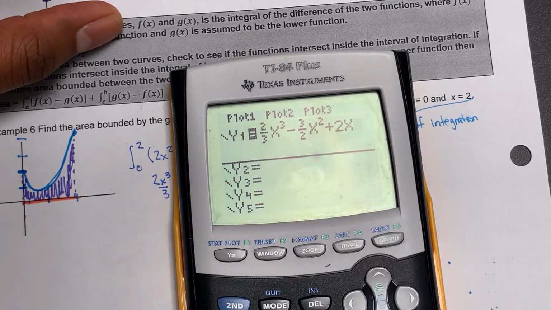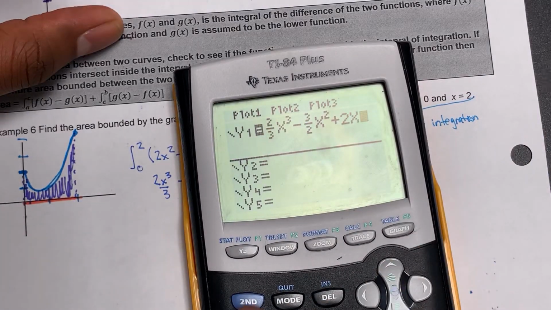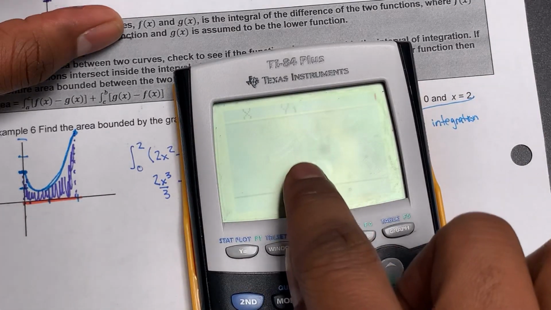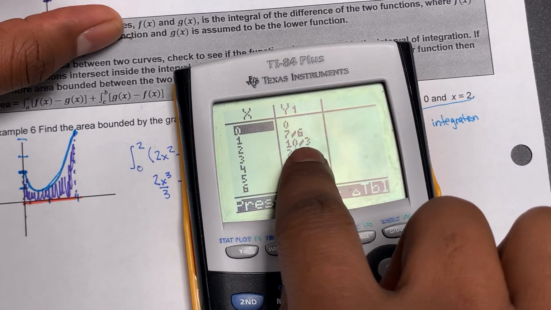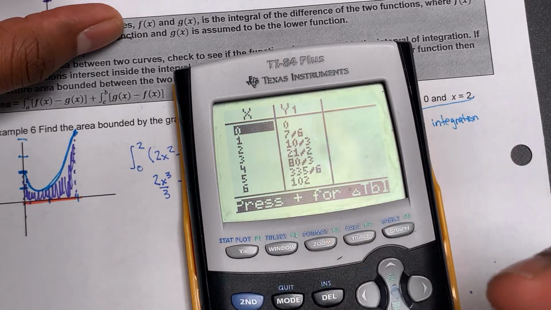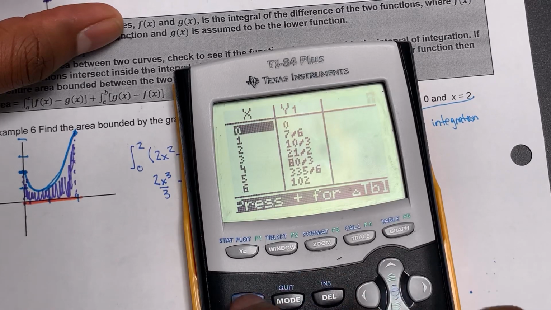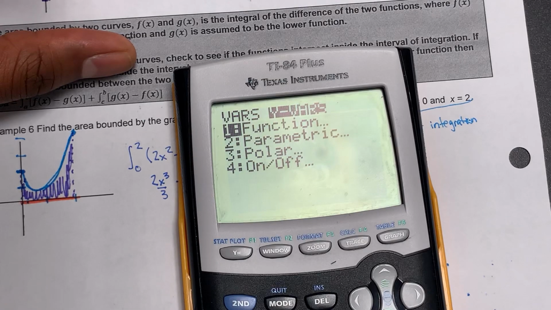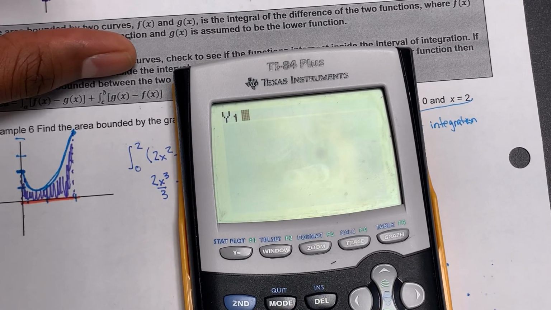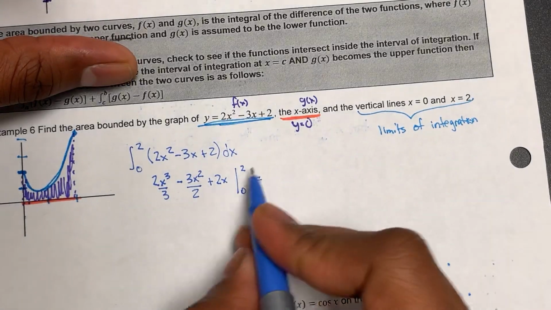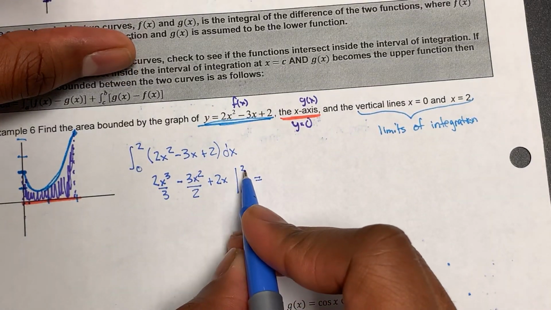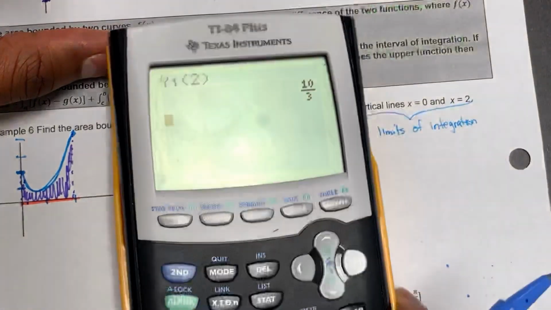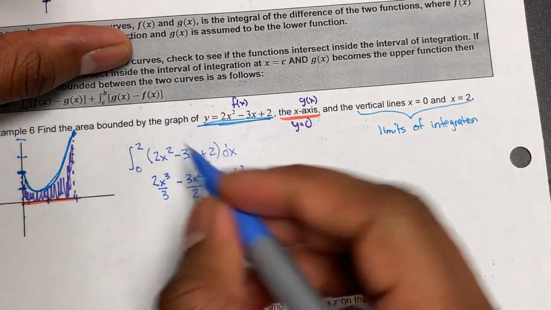So two ways to check the function value at 2. First, we could do second table, and at 2 we see it's 10/3. This is the easiest way. A second way to do this is to go to vars, go to y vars, go to function, put y1, and in parentheses we'll put 2, and we get 10/3. Now, I think you should still be able to do the mental math to get this, so that's what we're going to do. We just know the answer should be 10/3.